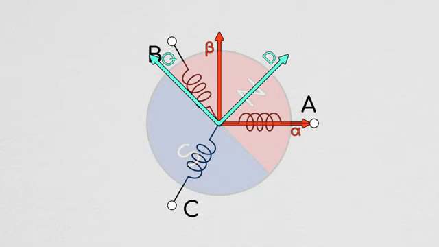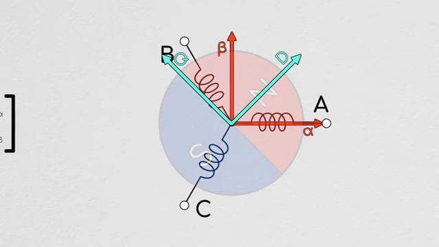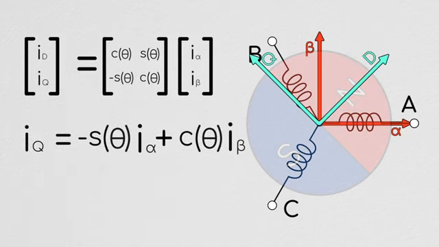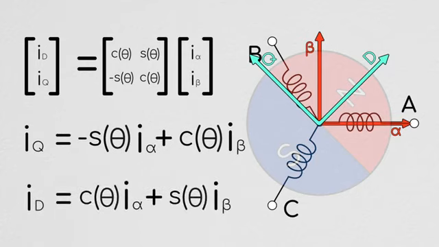Since the DQ axis keeps the same origin as the alpha-beta axis, we can describe a transformation between the two as a simple rotation matrix. For those unfamiliar, this is basically just a matrix of trigonometric relationships which can take a vector or orientation described in the alpha-beta frame and then describe it in the DQ frame. Thus, the current in the Q direction is negative I alpha sine theta plus I beta cosine theta, and the current in the D direction is I alpha cosine theta plus I beta sine theta, where this theta value is the angle between the alpha axis and the D axis.